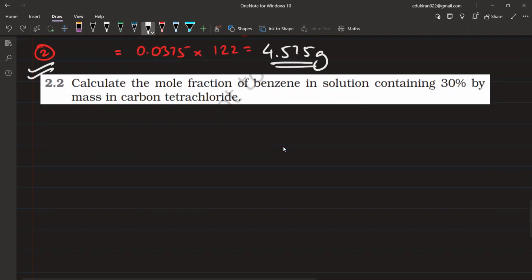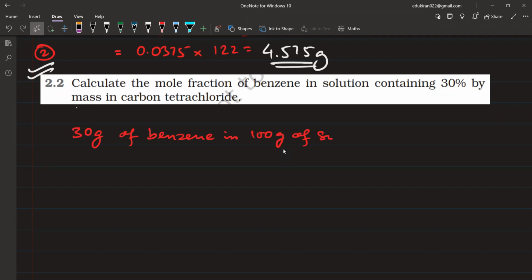Okay. So what I will translate first of all, those who had not done the previous class, please see. Whenever you get mass percentage or volume percentage or mass by volume percentage, then you will translate the statement as you have 30%, that means 30 gram of benzene in 100 gram of solution.